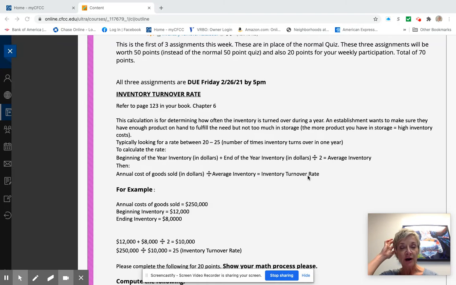Then, in order to figure out the inventory turnover rate, you take your annual cost of goods sold, meaning how much product did you sell during the year in a dollar amount, and you divide that by your average inventory. That's that first number that we just calculated, and that gives you the rate.